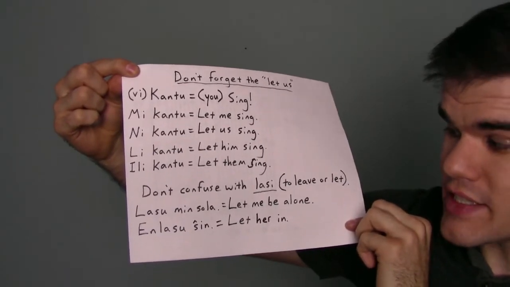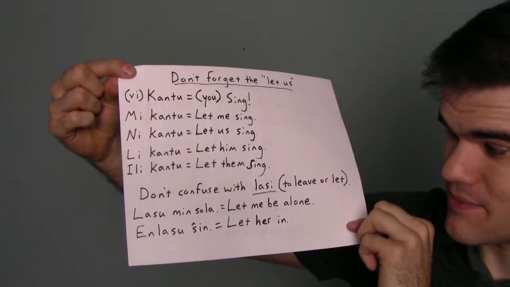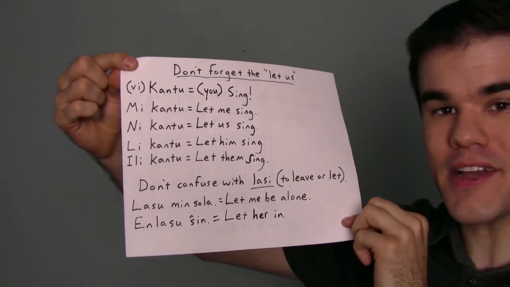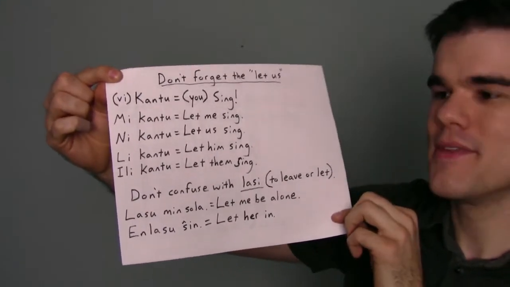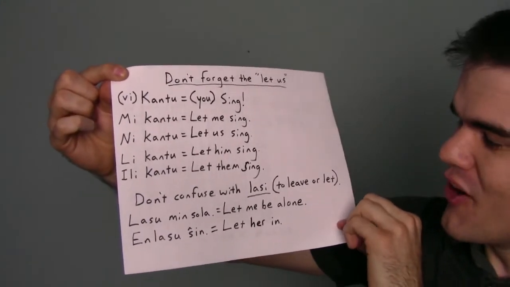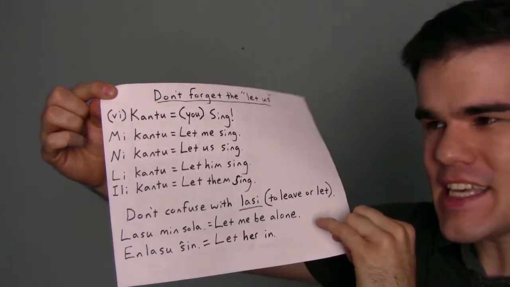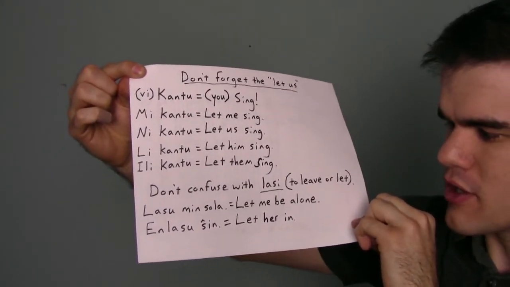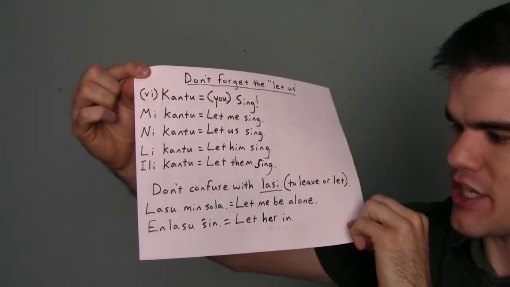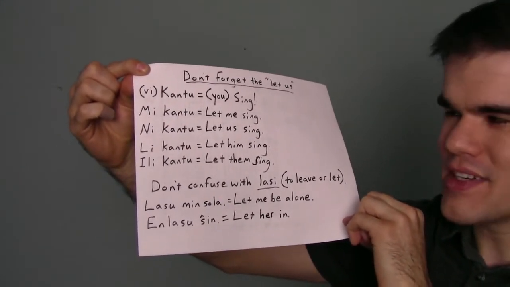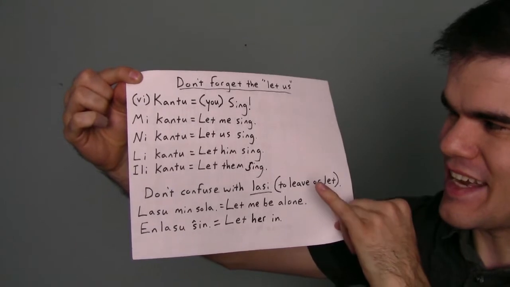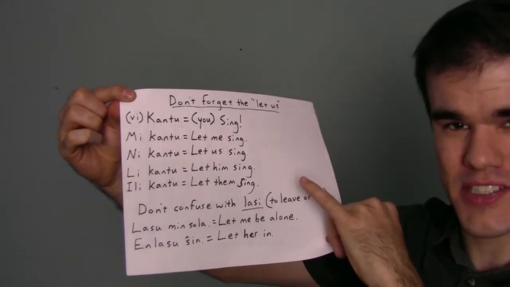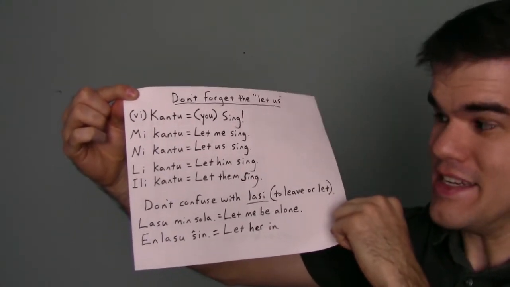Now don't confuse this with the verb lasi. I was going to draw a little puppy dog, here Lassie, come here boy, but I have other things to do today, so I didn't. But lasi is like to leave or to let in a different sense. Lasu min sola, leave me alone or let me be alone. En lasu shin, let her in. But you don't want to try to mix lasi and kanti to make one of these phrases. It's much simpler, just say ni kantu.